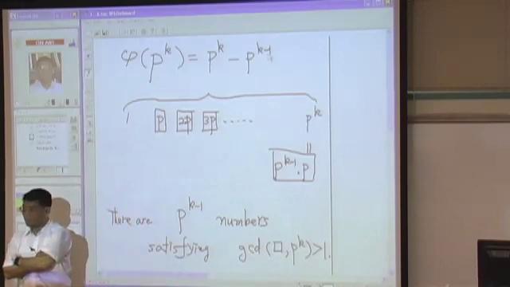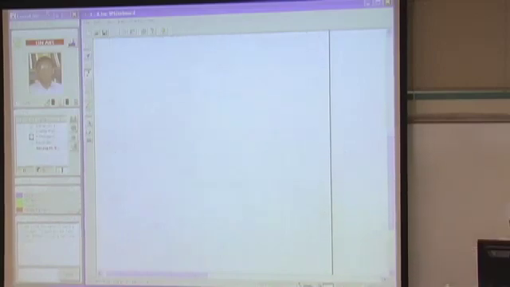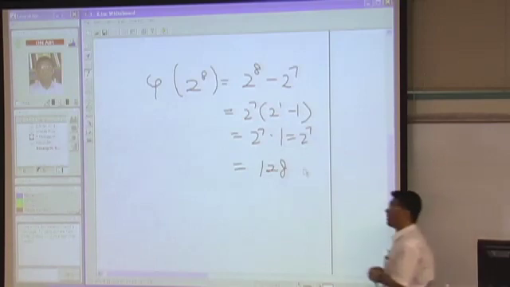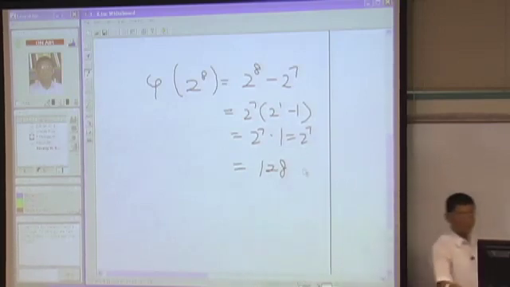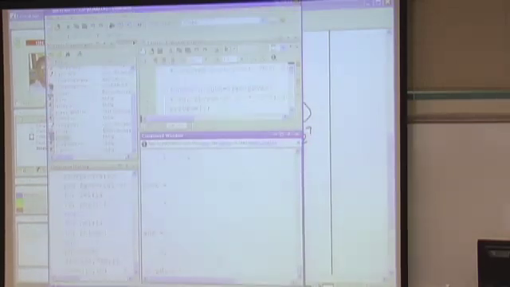Is it clear enough? So some example may help you. 2 to the power of, for instance, 8. Then phi of 2 to the power of 8 is 2 to the power of 8 minus 2 to the power of 7. Then 2 to the power of 7 is a common factor. Then 2 to the power of 1 minus 1. Then it is 2 to the power of 7 times 1, 2 to the power of 7. So total 128 numbers are there. So let's check it. Phi of 2 to the power of 8. Total 128, right?